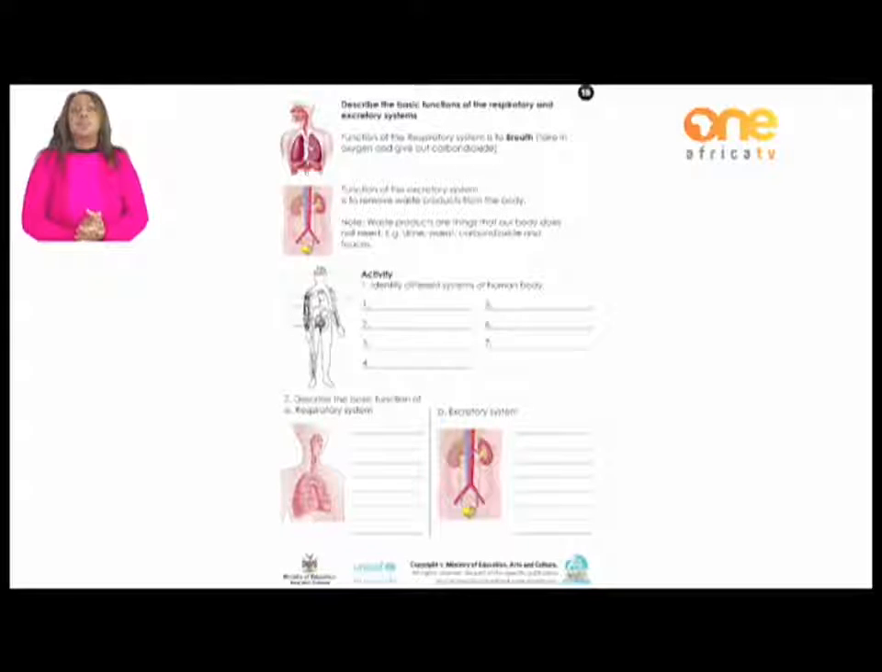Now, let's do a short activity here. Number 1, you identify different systems of the human body. You are going to look at that picture. You identify all the different systems, and then you write their names down. Number 2, you describe the basic function of letter A, which is Respiratory System, and then letter B, which is Excretory System.